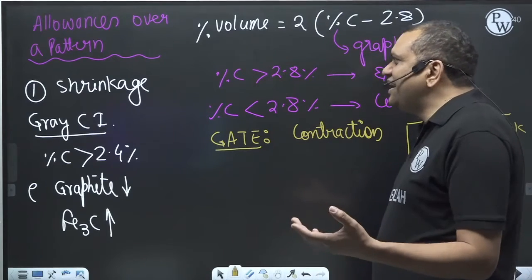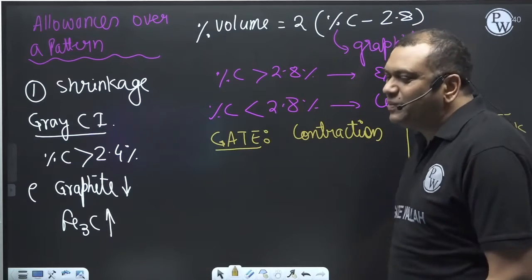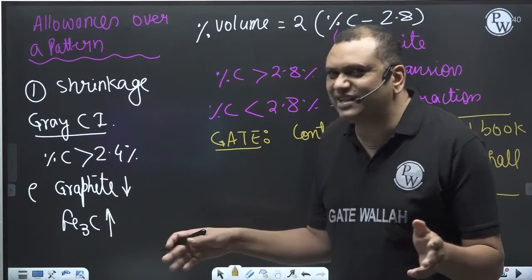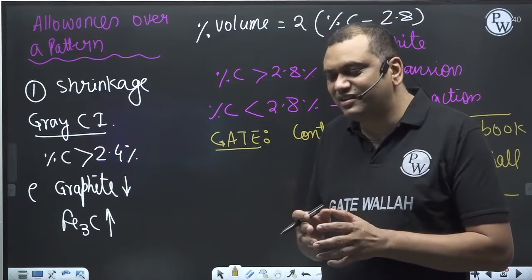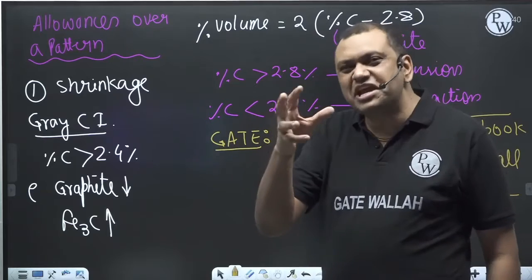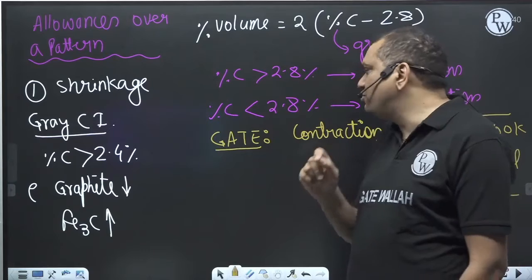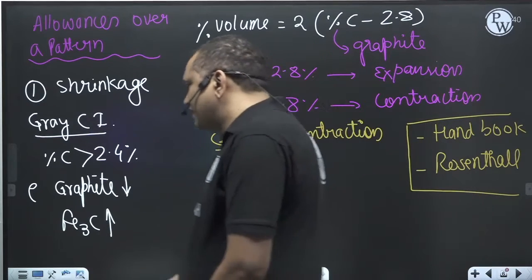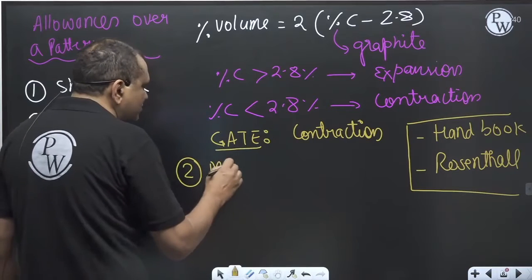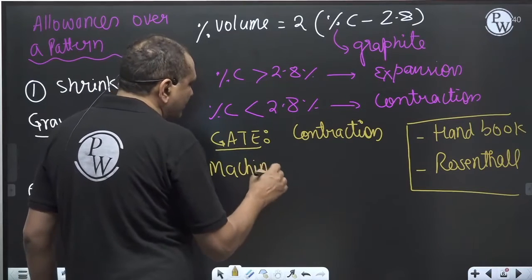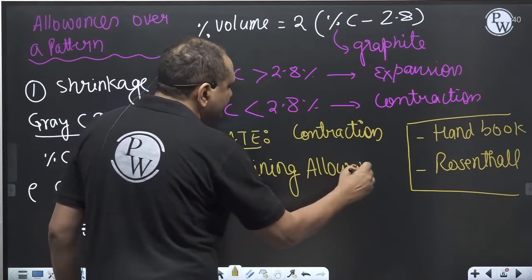Now we are discussing allowances over a pattern. So first is the shrinkage allowance. Patterns are made slightly bigger in size so that after contraction, the product becomes actual size. So shrinkage allowance is the most important allowance that we give over the pattern. Now the second allowance is machining allowance.